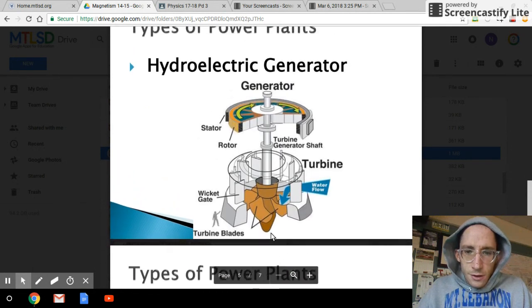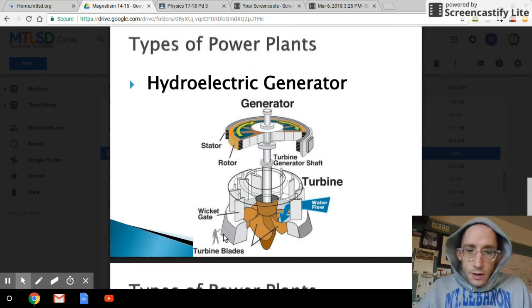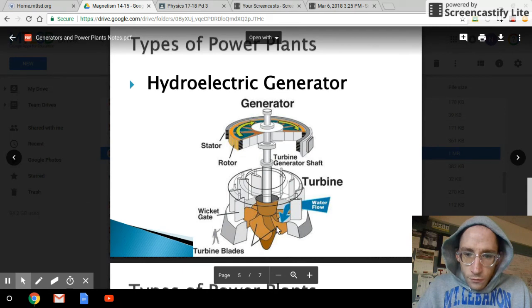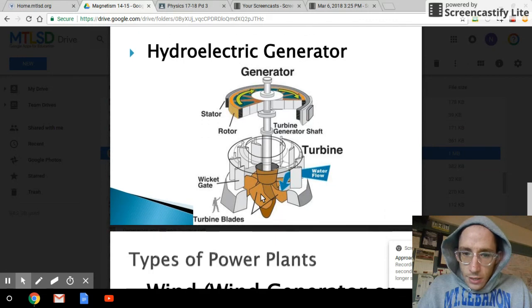This is just for scale. I don't know if anybody's ever been to a hydroelectric power plant, a legitimate one, but they are massive. Water comes in, hits these blades of the turbine, causes the whole shaft to rotate. This moves the wire through the magnetic field, and you get your electricity generation.